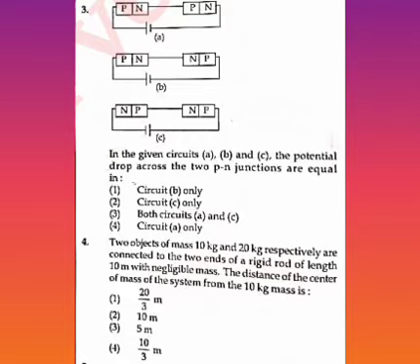Question number 4. Two objects of mass 10 kg and 20 kg respectively are connected to the two ends of a rigid rod of length 10 meter with negligible mass. The distance of the center of mass of the system from the 10 kg mass is: option 1, 20 by 3 meter; option 2, 10 meter; option 3, 5 meter; option 4, 10 by 3 meter. The correct answer is option 1, 20 by 3 meter.